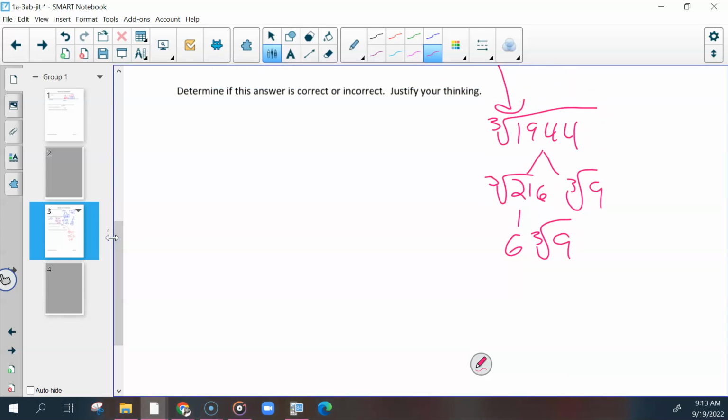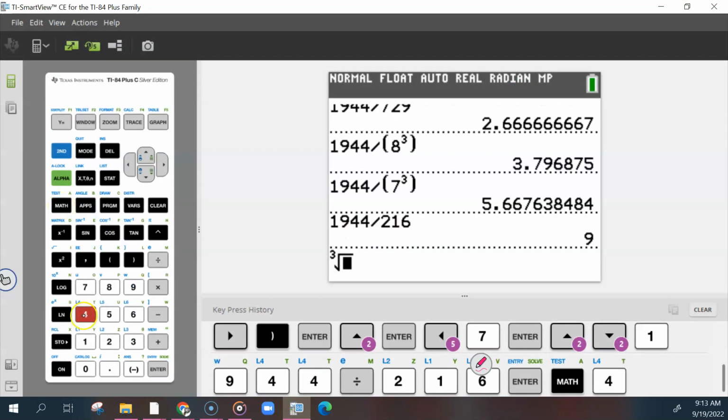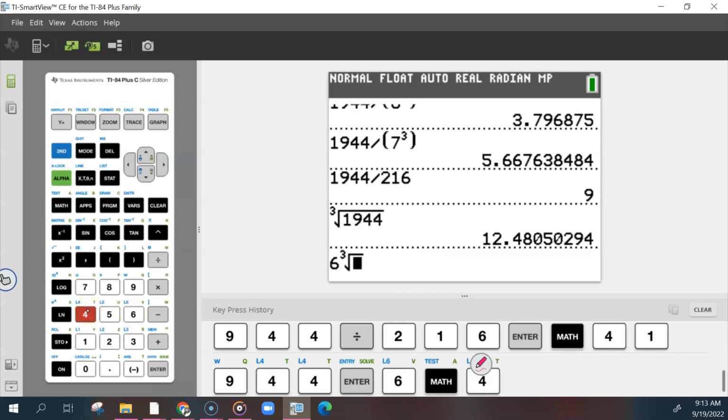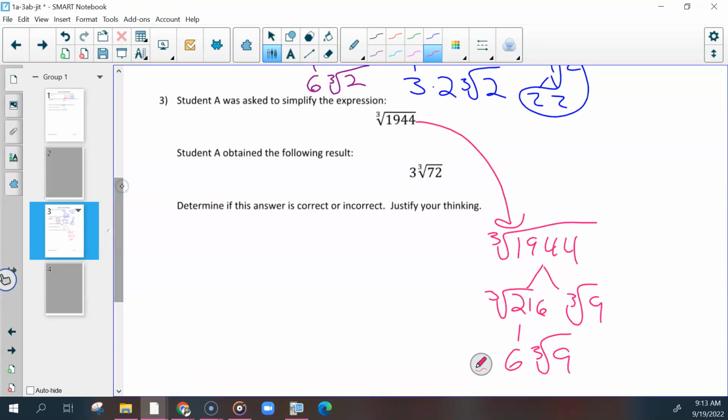And if I check this with the cube root of 1944, I should get the same decimal. So 72 was incorrect. We could have also just went to the cube root of 72 and see if we can break that down, because if we can break that down, then this also wouldn't be the answer. Did we have any other remaining questions about this before we get into what we're going to do today?